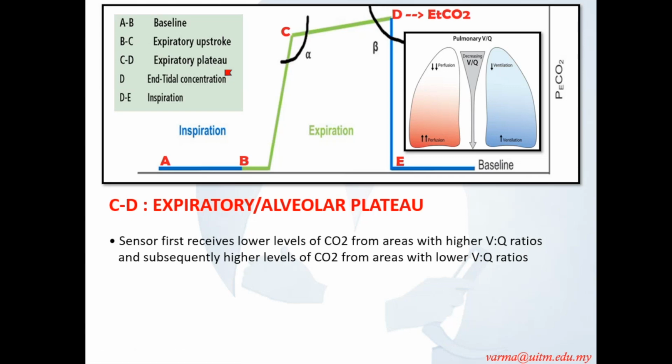Your lung expiration at the end is a final squeeze of your lung at the bases and the collapsed area, where they are pushing out all the CO2. This causes the slight upstroke of your expiratory plateau here. Subsequently, there is a higher level of CO2 from areas with lower VQ ratio. To put it easier, earlier is from the apex area, later is from the base area. Apex is higher VQ, base is lower VQ area.